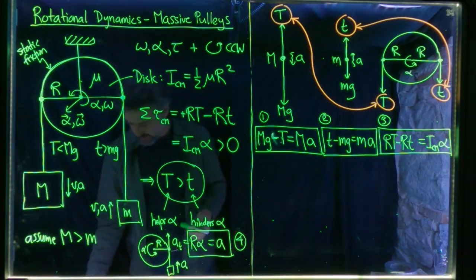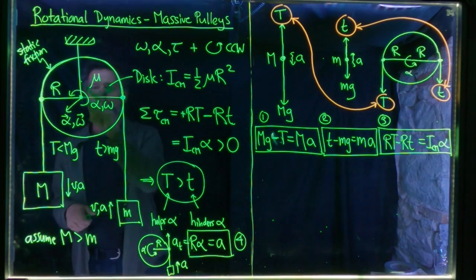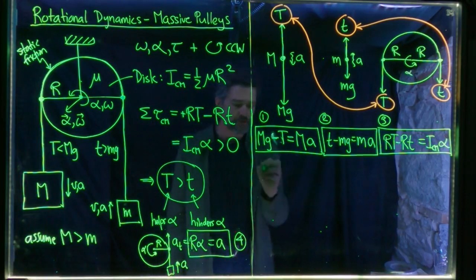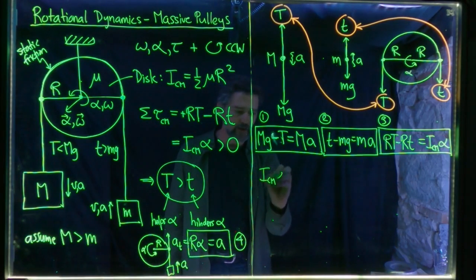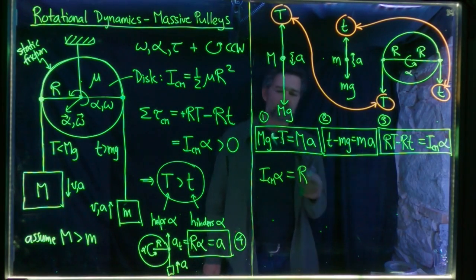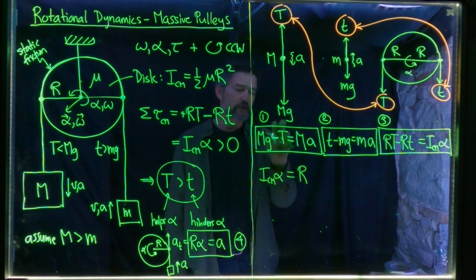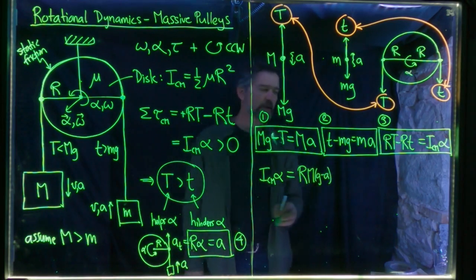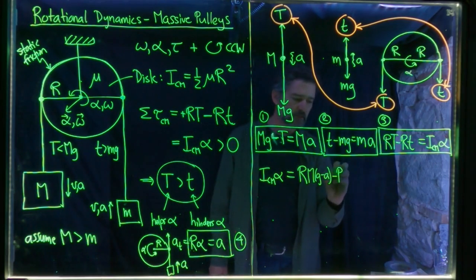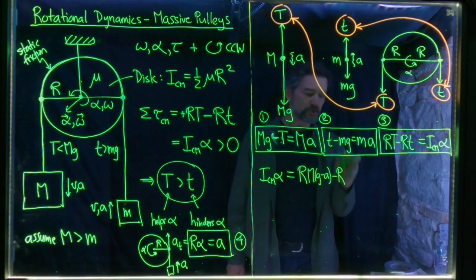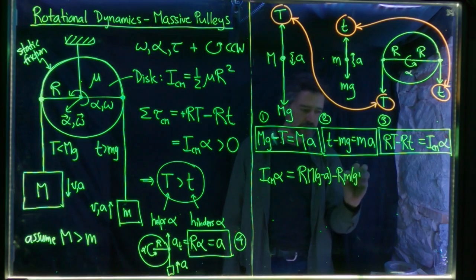Great. So now we just solve these equations. What we're trying to solve for is the angular acceleration of that wheel. Let's start with the third equation. The third equation says I_CM alpha is equal to R times capital T. Equation number 1 tells us what capital T is: big M times G minus A. Then subtract big R times little t. We solve equation number 2 for little t, and that's little m times G plus A.